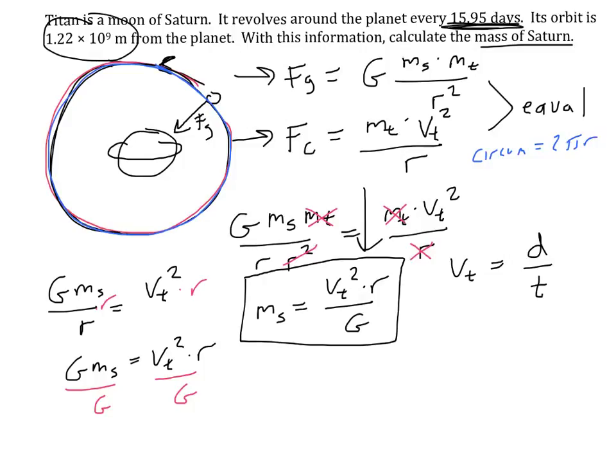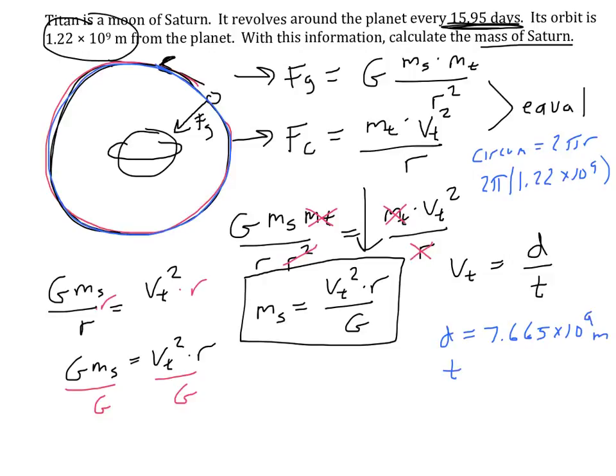So the circumference around Saturn is 2 pi times the radius of that orbit, which in this case is 1.22 times 10 to the 9th meters. So I'm going to solve for that. So 2 pi times 1.22 e to the 9th. And when I do that, I get that the distance is 7.665 times 10 to the 9th meters.